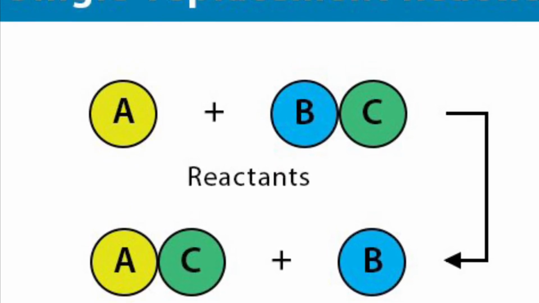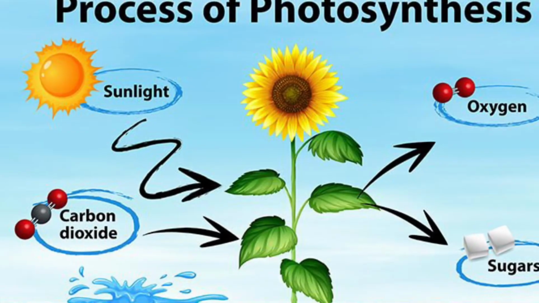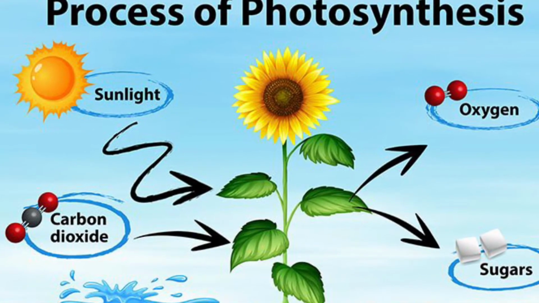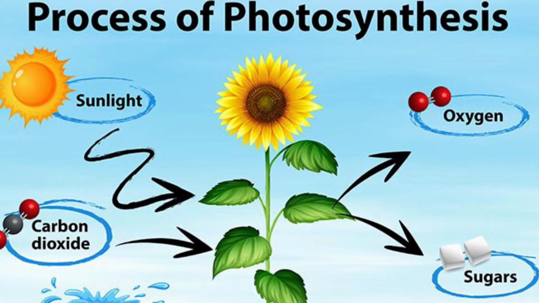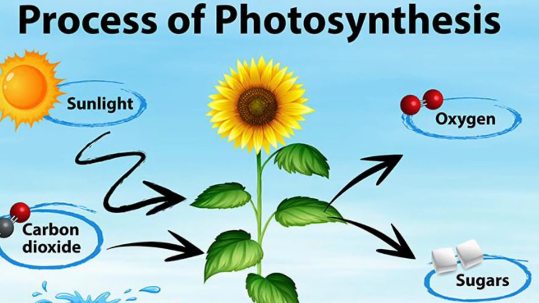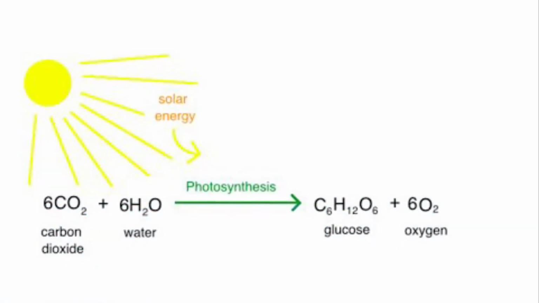A real-life example of single replacement reaction is photosynthesis. Photosynthesis is a process plants use to gain energy. Plants take in carbon dioxide and water, and with the help of the sun, it produces oxygen and glucose. Here is the balanced equation for photosynthesis.